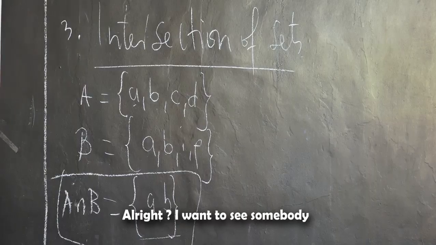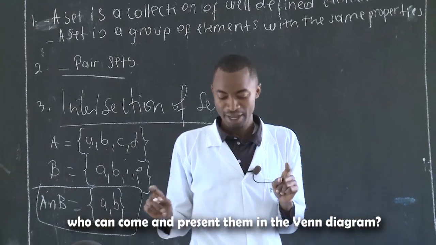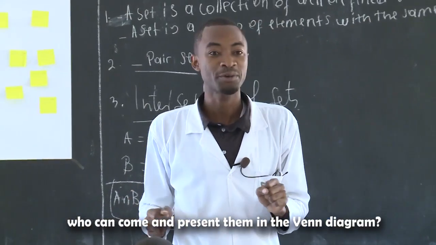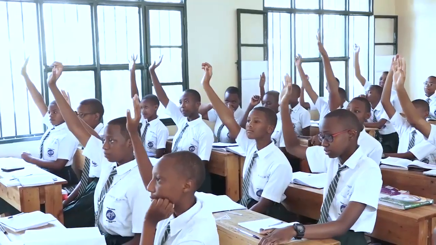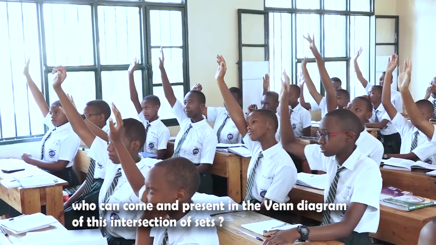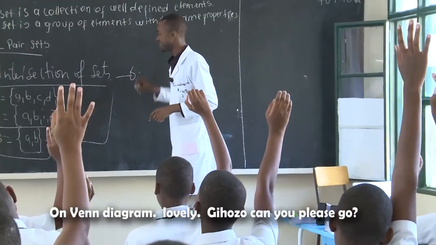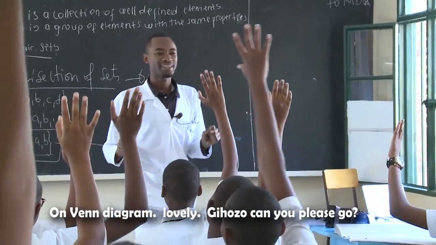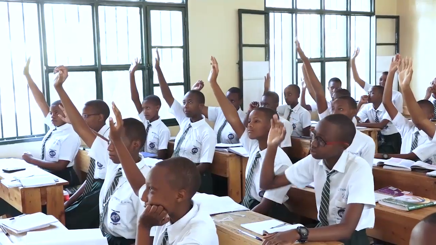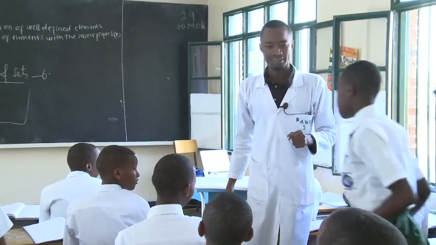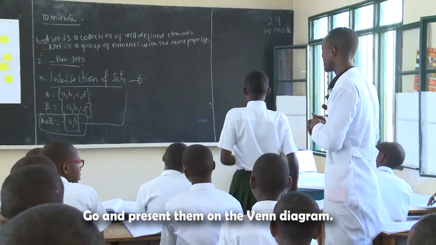All right. I want to see somebody who can come and present them on what we call a Venn diagram. Who can come and present the Venn diagram of this intersection of sets? Lovely. Can you please go? Thank you. Go and present them on the Venn diagram.